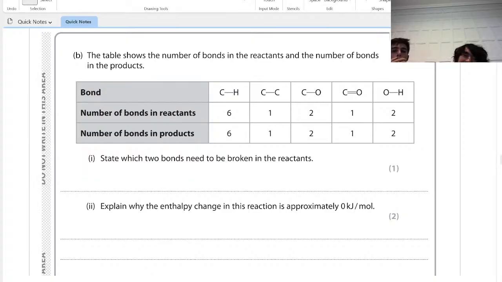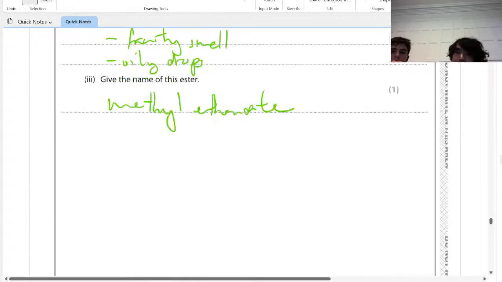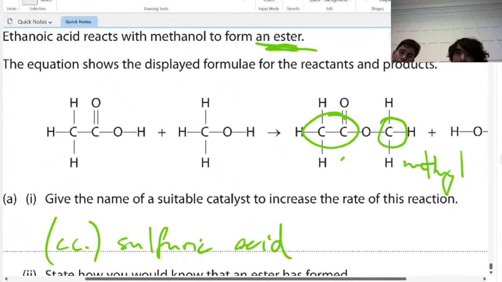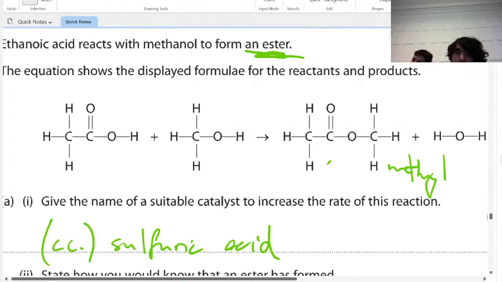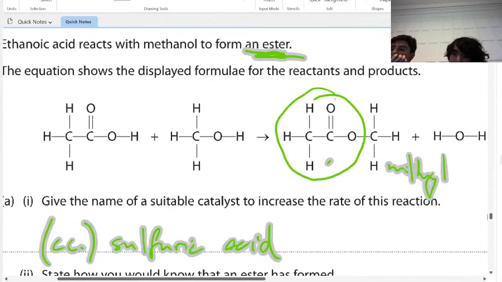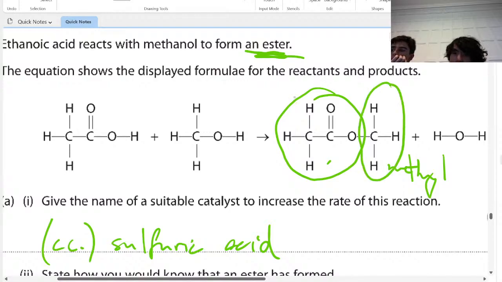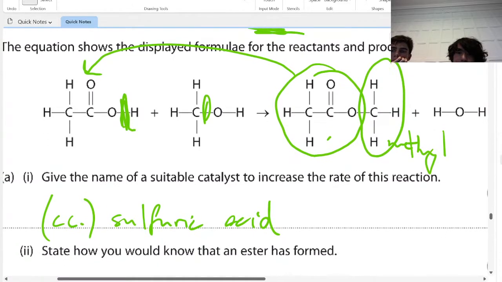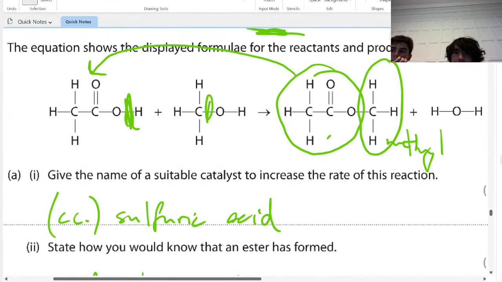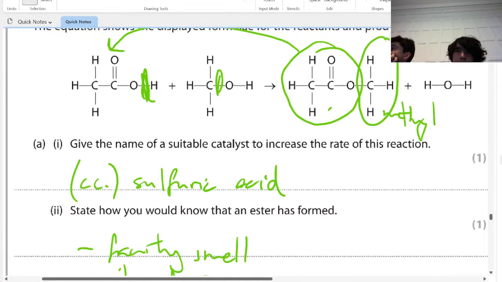Which two bonds need to be broken in the reactants? Let's go back. If we look at the product, what do we see? There's this bit, and then that bit, and that bit comes from that. So we need to break the OH of that, and that bit comes from that, so we need to break the CO of that. So OH and CO.